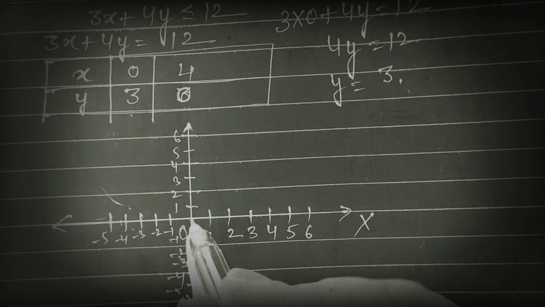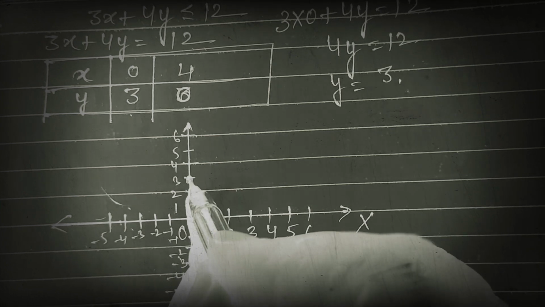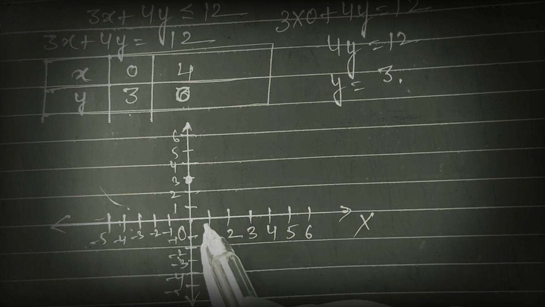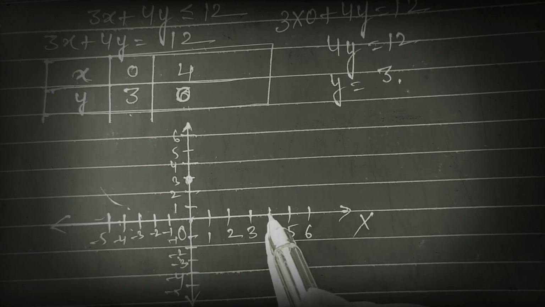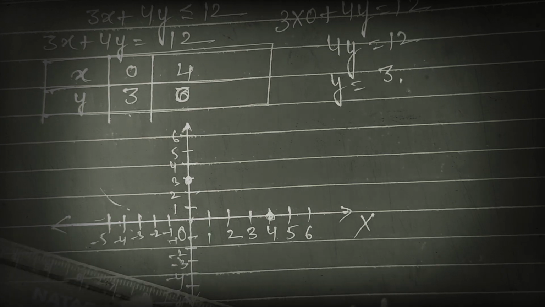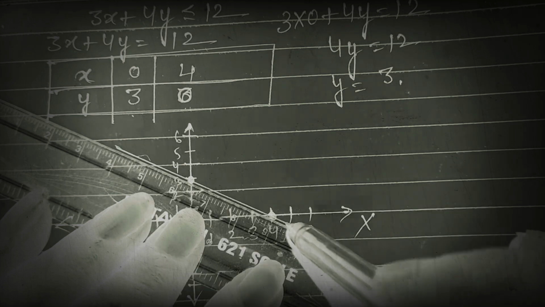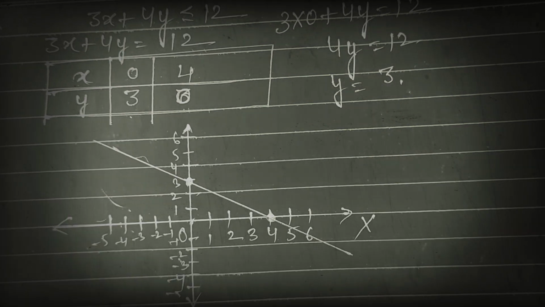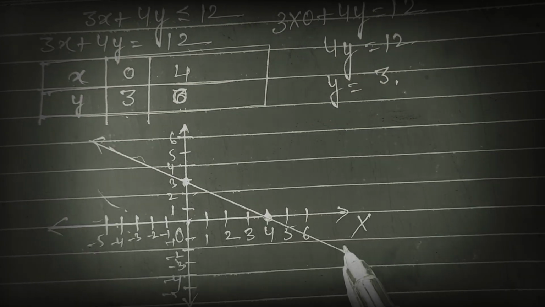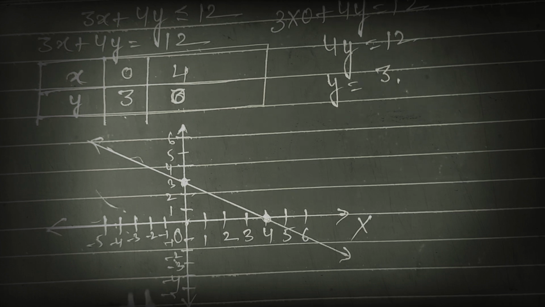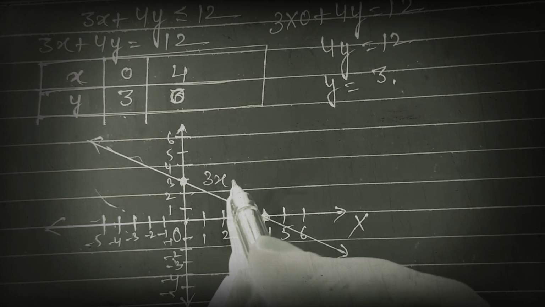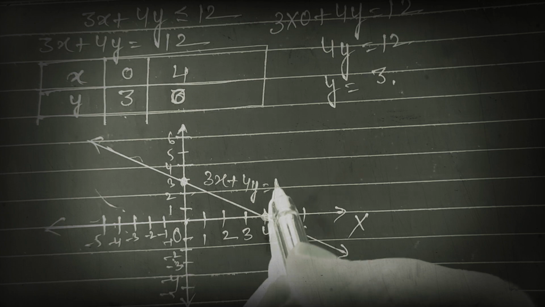If x is 0, y is 3. This one. If x is 4, y is 0. This. On the x-axis, join these points. And here is the equality sign, so we will show it by a dark line. We will not show it by a dotted line, we will show it by a dark line. So this is the equation of the line 3x plus 4y is equal to 12.